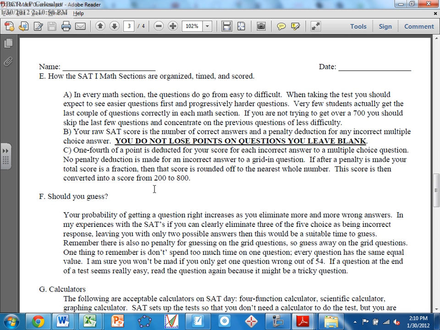In each math section, they go from easy to difficult, as we said. Now, you want to think about the score that you would like to get. So if you're a student that's looking for a 700 and 800 kind of score, you're looking for almost a perfect score. We'll talk about in a minute how you can correlate that. But it is good to know how the scoring actually works.